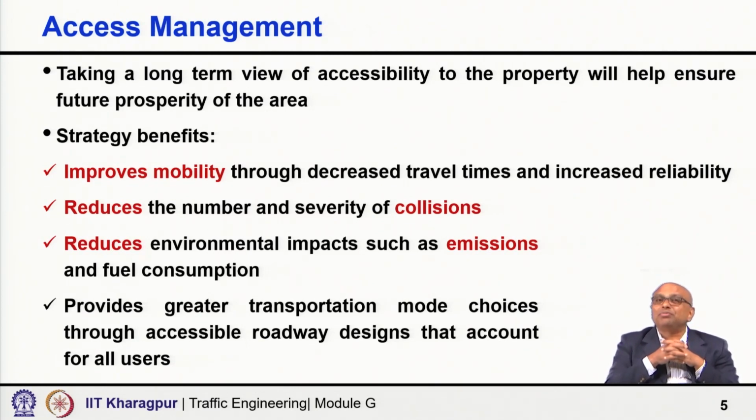Taking a long term view of accessibility to the property will help ensure future prosperity of the area. We want the road to function properly. We also want the business and all other activities to grow. The road should not be an obstruction to growth, rather it should add to it, but keeping in mind the function of the road, the basic objective of that particular category of road, and without any compromise to safety.